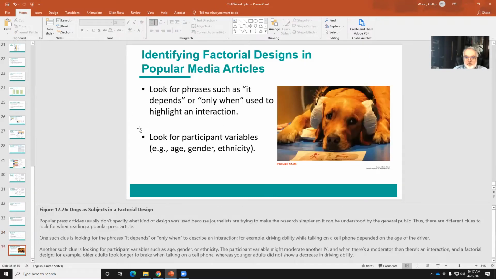When you're looking at things from articles, they'll say it depends or only when, and they'll say how these things are different for the various groups. And that's your clue that something has gone on. Now, as we've talked about earlier in the semester, often when you're talking to journalists, A, they are not trained in statistics, and B, they're trying to communicate something quickly and in a punchy and attractive fashion for you. So sometimes there's a little bit of deception going on here.